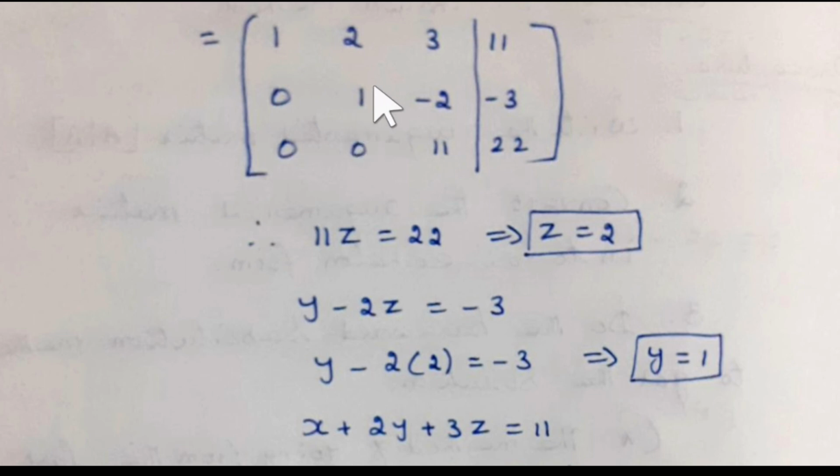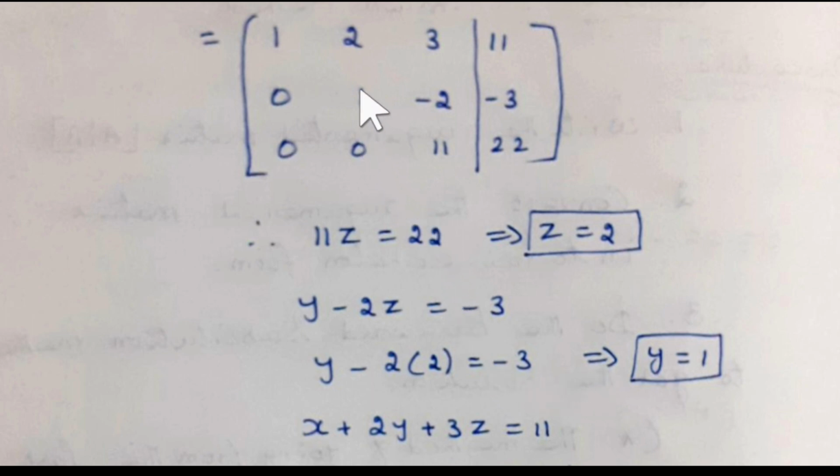Now move to the next row. This is x coefficient 0 and y coefficient is 1. So if we write it in equation form, y minus 2z equal to minus 3. Y minus 2z equal to minus 3. Already we have calculated the value of z as 2. So substitute here the value of z as 2. Then we get the y value as 1. So z value, y value we have calculated. Next we have to calculate the x value.